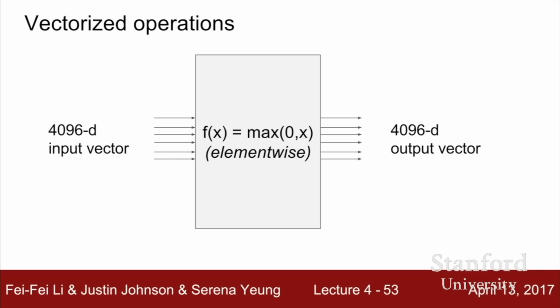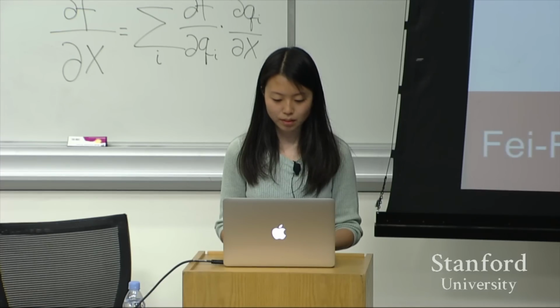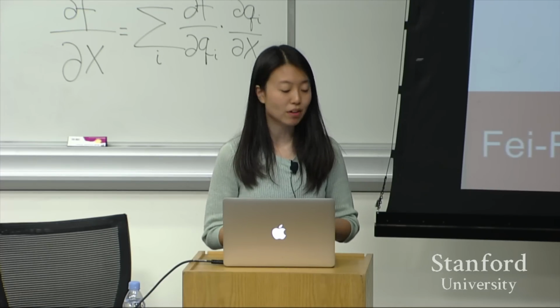To give an example of something where this is happening, let's say our input is now a vector. Let's say we have a 4096 dimensional input vector, which is a common size that you might see in convolutional neural networks later on. Our node is going to be an element-wise maximum, so f of x is equal to the maximum of x compared with 0 element-wise. And our output is also a 4096 dimensional vector. So in this case, what's the size of our Jacobian matrix?